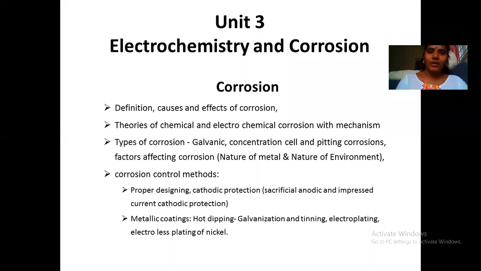Let's start the corrosion topic, and we are going to cover it from the basics. What is corrosion? What are the causes and effects? What are the various theories that explain corrosion, and the types of corrosion? What are the various factors that affect corrosion? And finally, we conclude with how we can protect a metal from corrosion by various methods. We're going to cover all these topics in our syllabus in my videos.